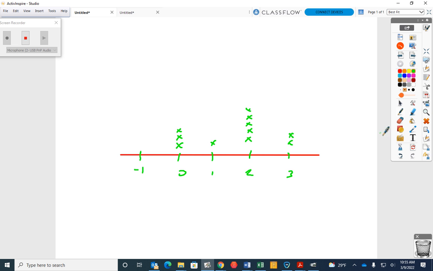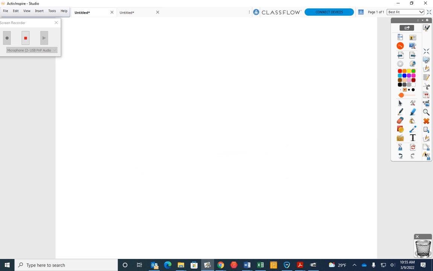Okay, are we good on that? What was the one before that? A line graph. This one's a line plot, that one's a line graph. Okay, all right, a pictograph.